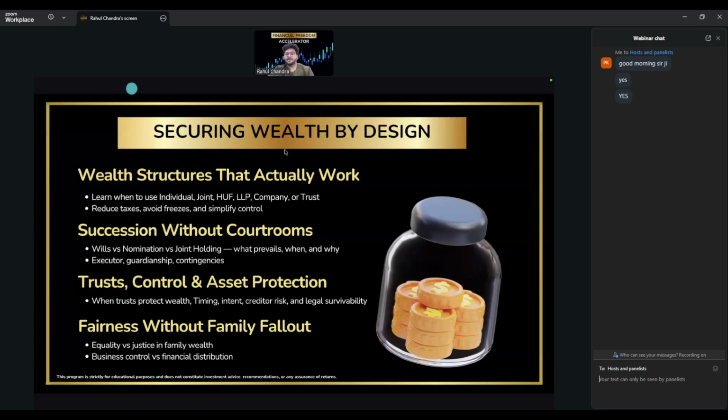Then we have a session on securing wealth by design. We are going to have an HNI wealth manager who not only works with Indian clients but also works for global clients. He is working as an HNI wealth manager at one of the three biggest MNC wealth management firms in India today. It's a US based firm. He'll teach you all about wealth structures, be it a trust, a company, how to reduce taxes, avoid freezes, simplify control, succession, asset protection, all of that.